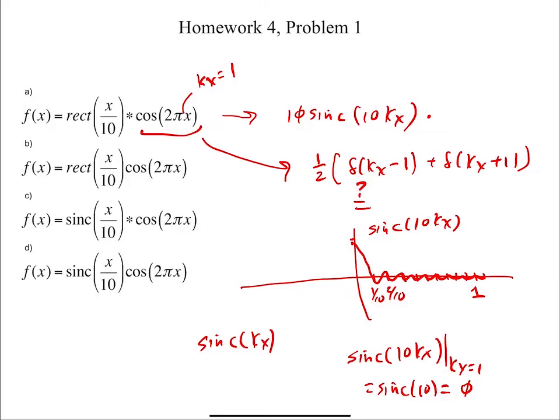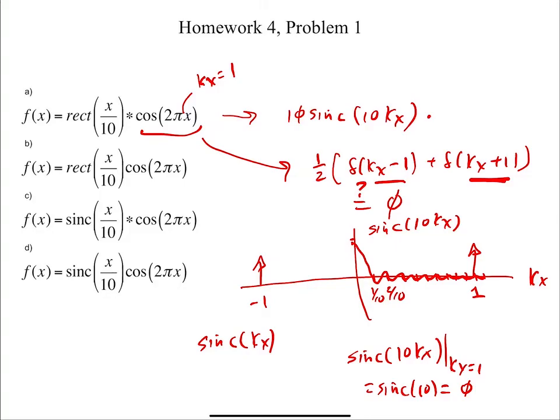Okay. Where does this delta function have its values? So this is kx, right? So I have a delta function at 1 and another one at minus 1, right? Okay. So what's a 0 times a delta function? 0. So the answer is 0.